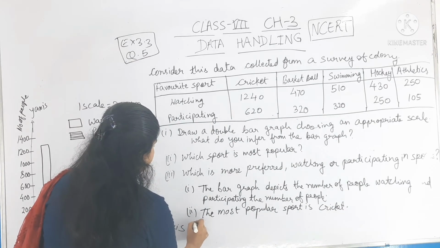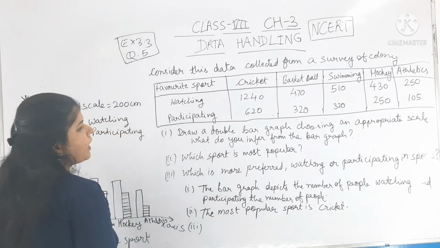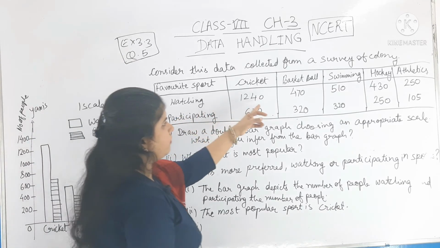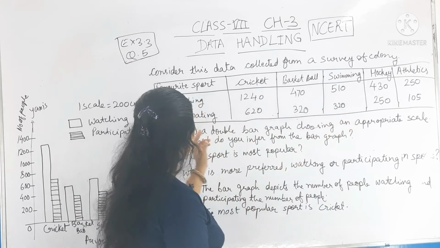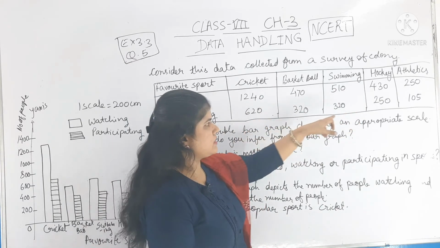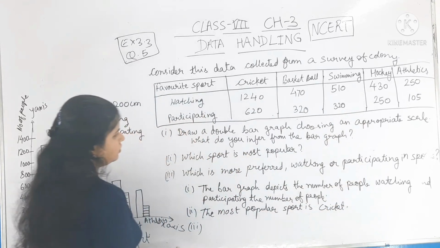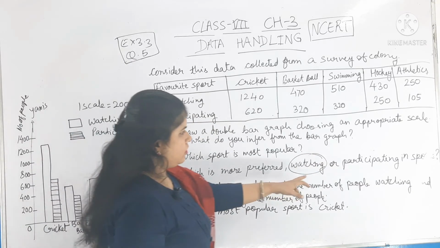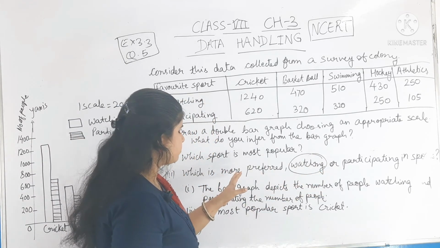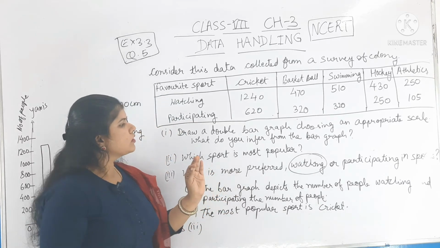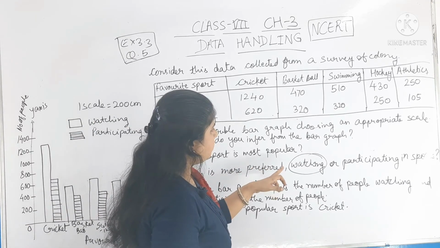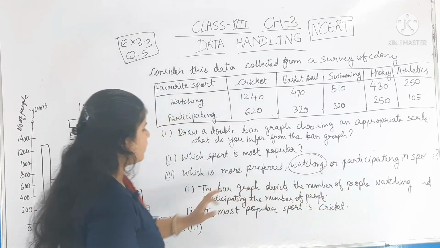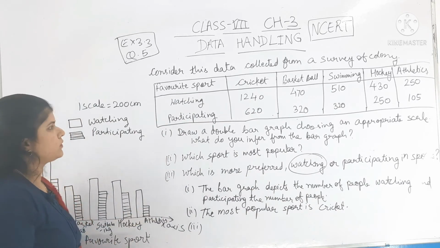Number third part: which is more preferred, watching or participating in sports? You can see that the number of people watching is greater, and the number of people participating is less than watching. So here the more preferred is watching. You can write: the people have more preferred watching in sports. Okay, so you can write it with the question answer.